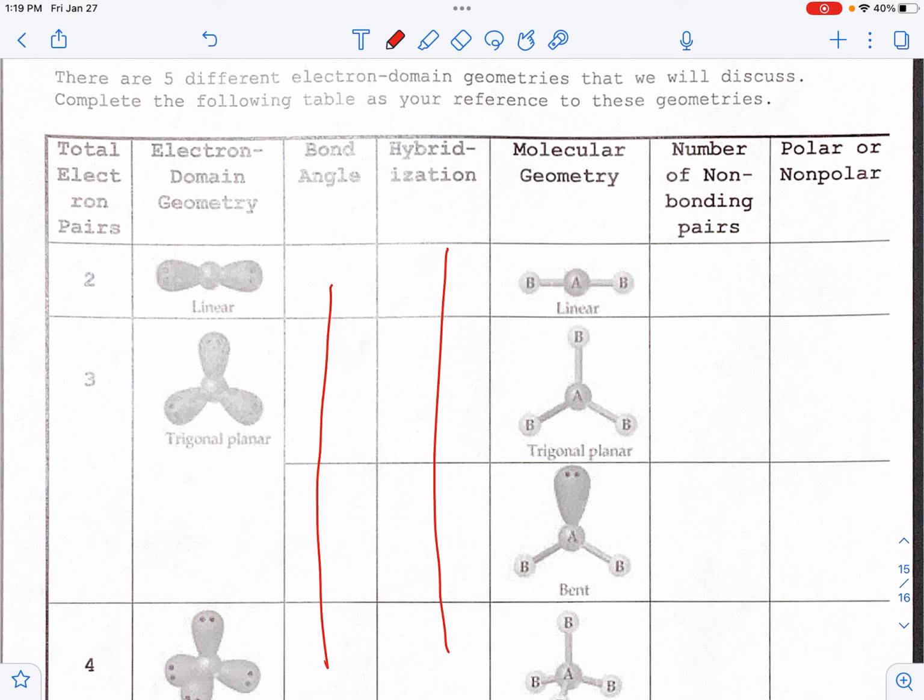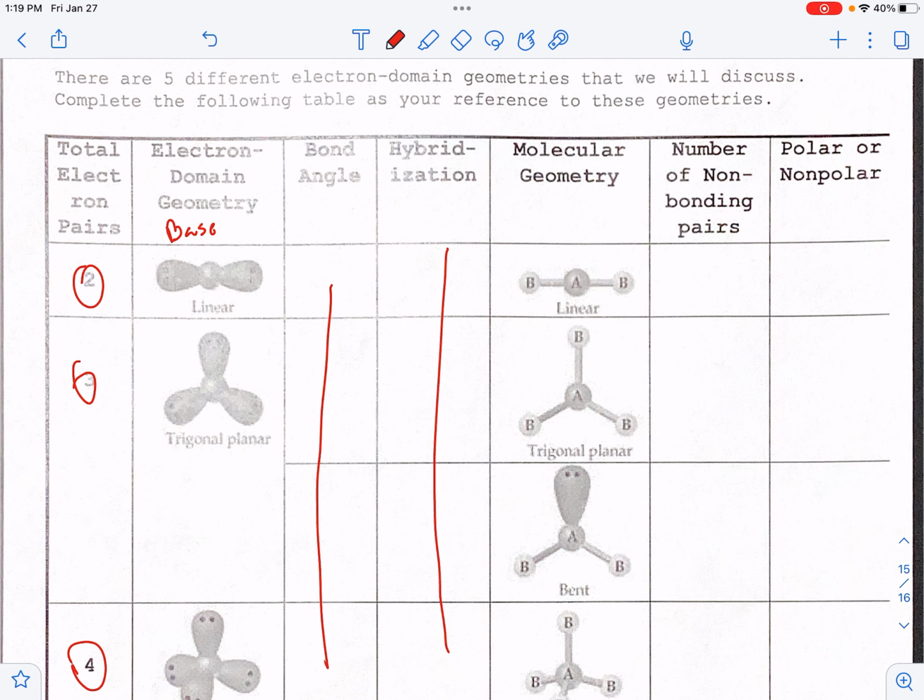Okay, so first of all, when you look over the left, you see these numbers here, 2, 3, 4. It says total electron pairs or domains. That basically means how many things are attached to the center. So that means I have 2 things attached to the center, then 3 things attached to the center. Then your next is the electron domain geometry. I like to think of this as your base shape.